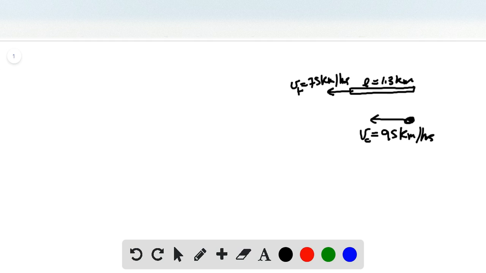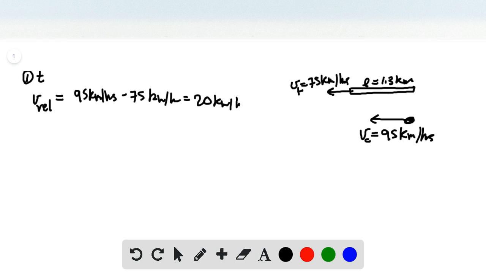So the first part, which is how long does it take the car to pass the train, we're looking for the time for the car to pass the train. So here, if you are in the train, you're going to see the car moving with a speed of 95 minus 75 kilometers per hour. It's called the relative speed. So V relative, when you are in the train frame, is going to be 95 kilometers per hour minus 75 kilometers per hour. And that will give you 20 kilometers per hour.